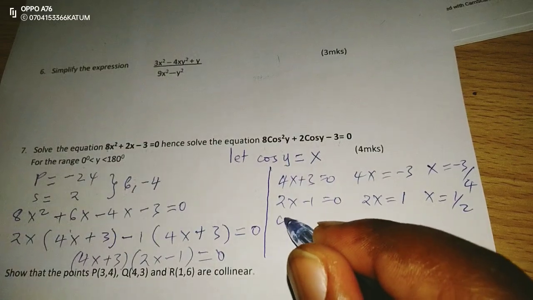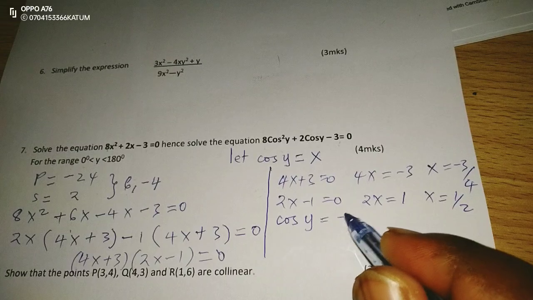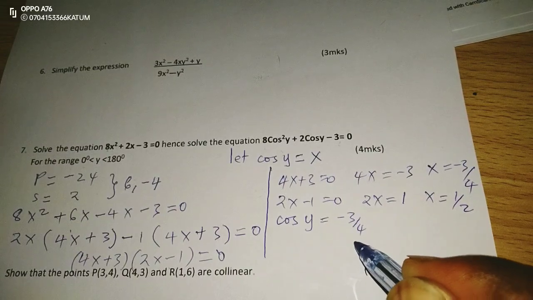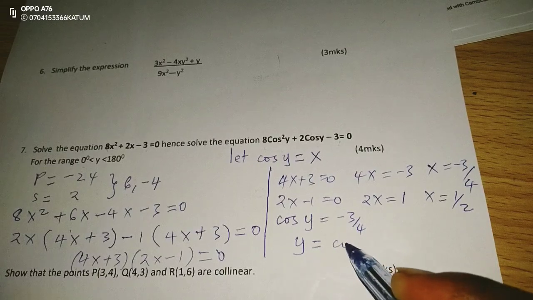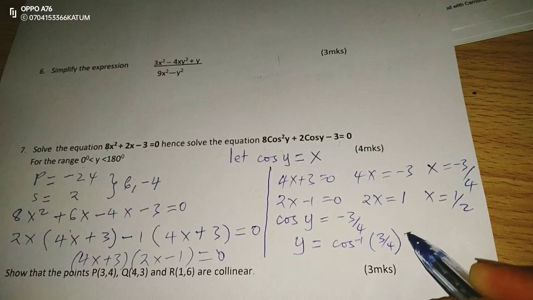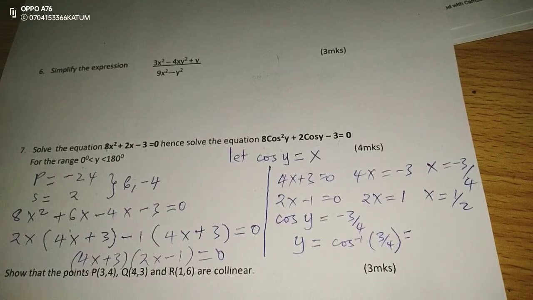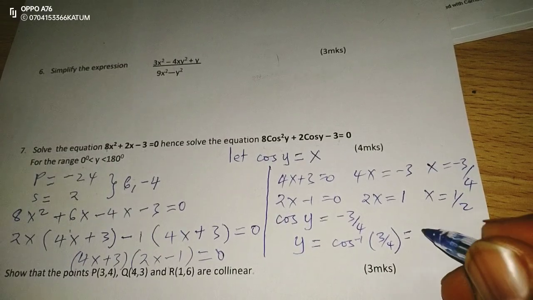So we will say cos of y equals negative 3 over 4. Therefore, for us to get y, which is the angle, I will need the cos inverse of 3 over 4. I'm first of all omitting the negative for a known reason. Shift cosine of 3/4. This gives us 41.41.